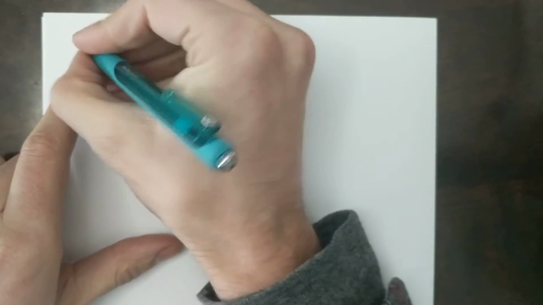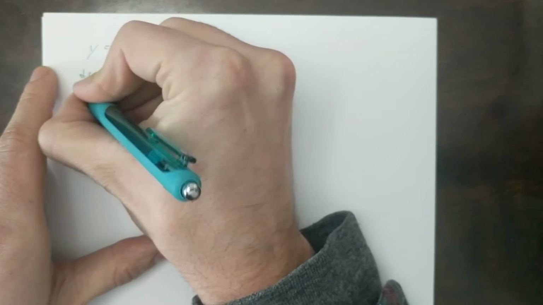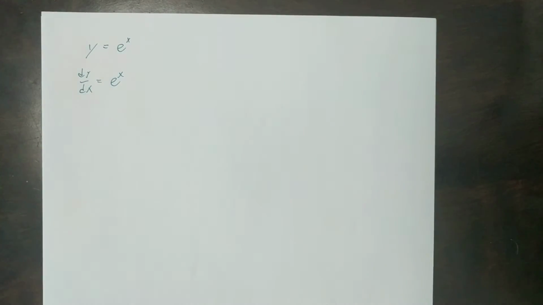So we know y equals e to the x means that dy dx equals e to the x, because that's what this function does. The whole purpose of this function of e, Bernoulli's constant, is that it's a function in which the rate of growth, the slope, is in fact equal to the actual value of the function.